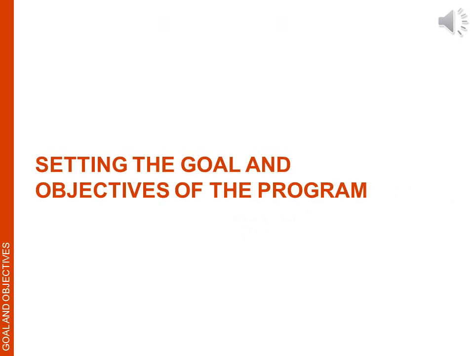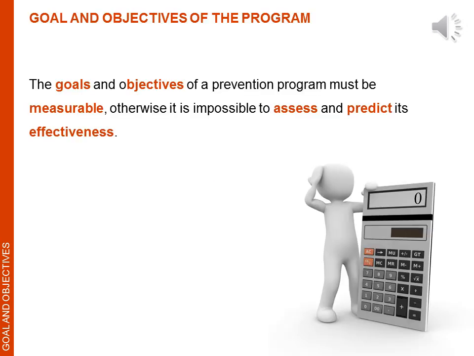The second step of the planning of the preventive program is setting the goal and objectives of the program. The goals and objectives of a prevention program must be measurable. Otherwise, it is impossible to assess and predict its effectiveness.